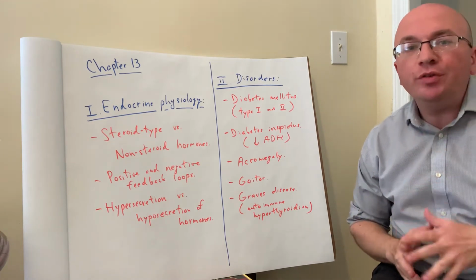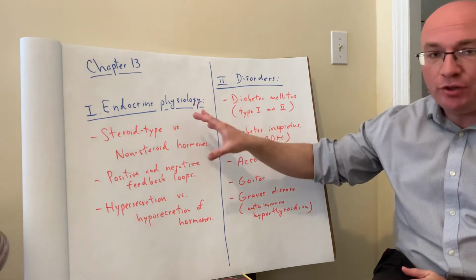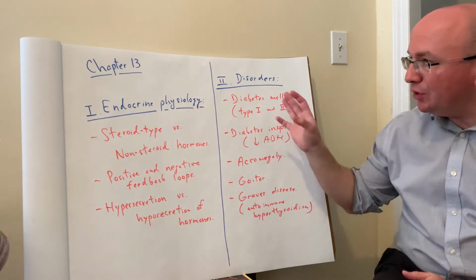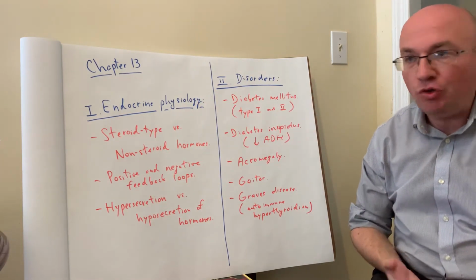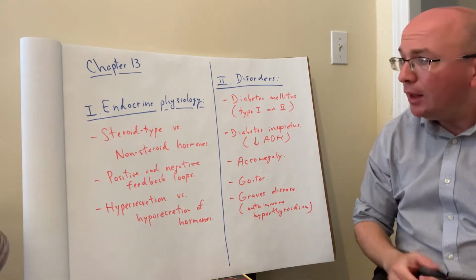Now, just some additional information that we need to know for this class is that we want to talk briefly about some of the endocrine physiology and some of the disorders. Again, you will find all of this information in our Chapter 13 in the human biology textbook.